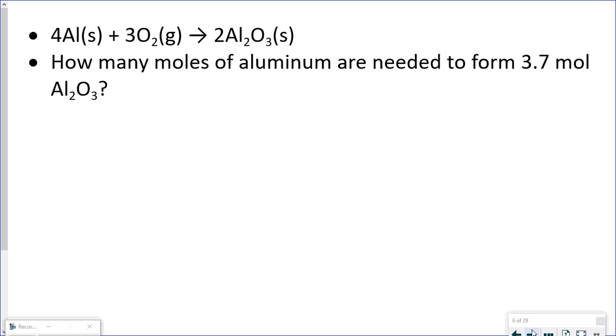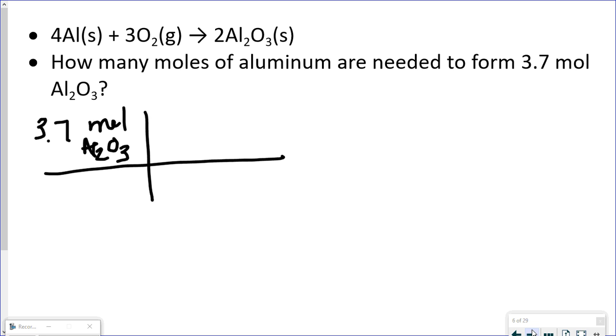So you're always going to start with what's given. So 3.7 moles of aluminum oxide. We are looking for moles of aluminum, excuse me. So the moles of aluminum oxide will go on the bottom. Moles of aluminum go on top.